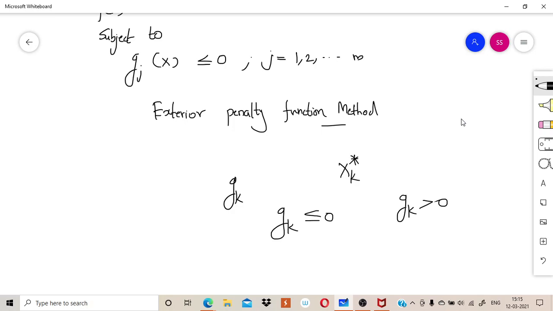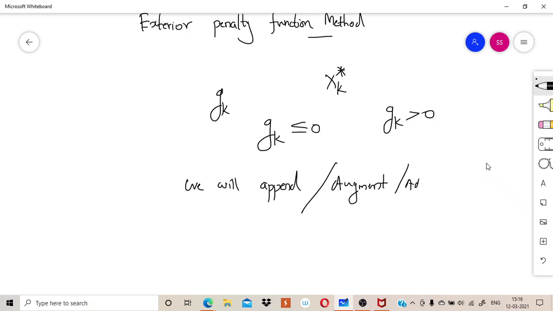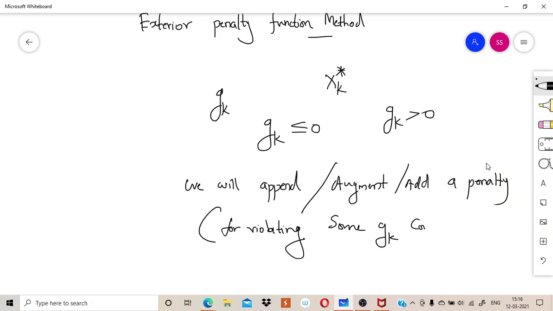So at this point, what we will do is append, or augment, or add a penalty for violating some gk constraint to our objective function.